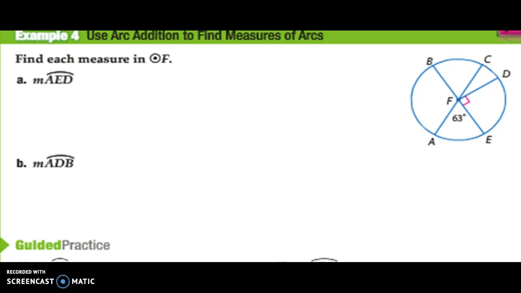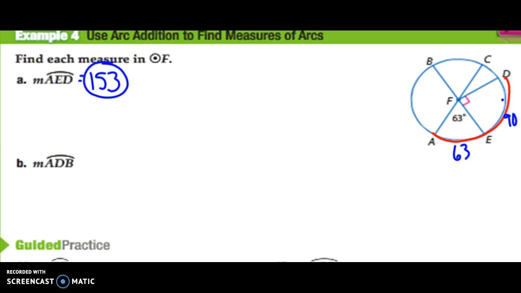Alright, so if I look at example 4 right here, I'm looking for the measure of arc AED. We know that AE is going to be arc measure 63. We know that ED is going to be arc measure 90. So the measure of arc AED is going to be 63 plus 90, which is 153.